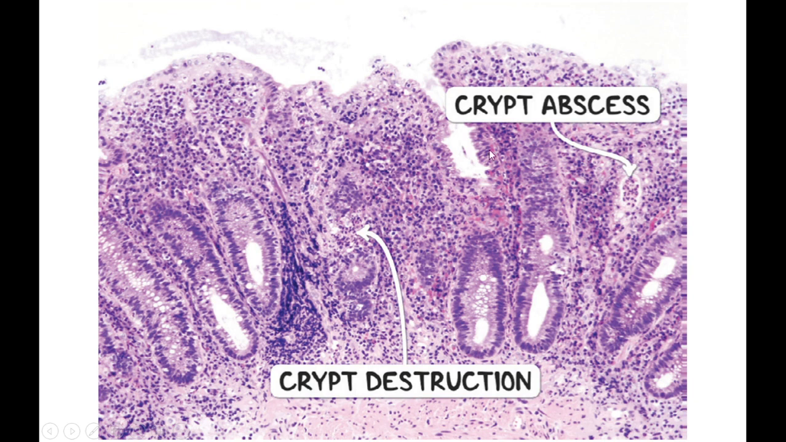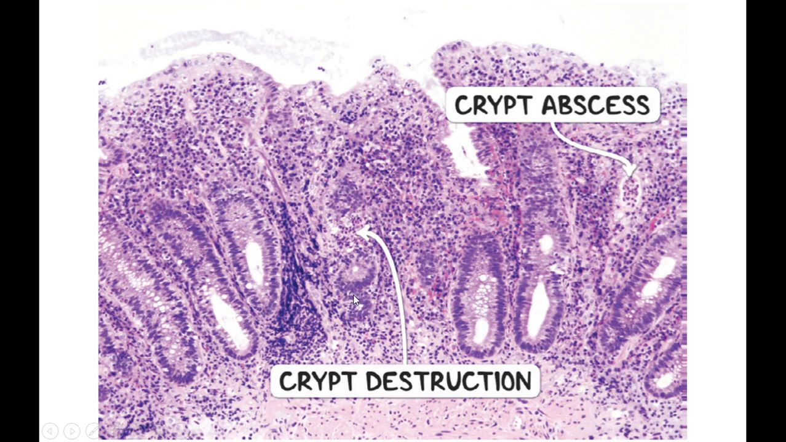Microscopically, the changes of ulcerative colitis are severe, ongoing, active inflammation, with heavy stromal plasma cells, lymphocytes, and neutrophils. Neutrophils can collect within the crypt, within the lumen of the gland, forming a crypt abscess. This crypt abscess can be seen in ulcerative colitis and Crohn's disease. Goblet cell loss or depletion: goblet cells will be lost, and only a few goblet cells remain.